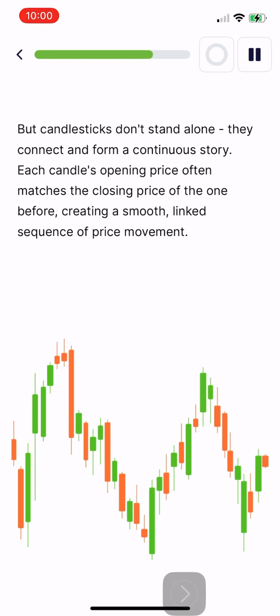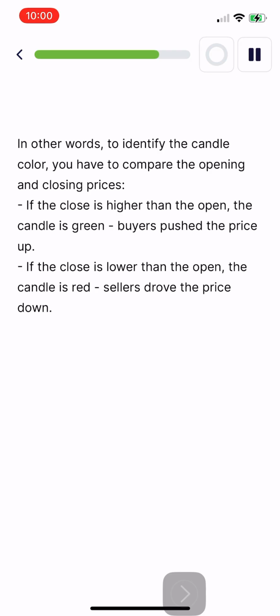But candlesticks don't stand alone. They connect and form a continuous story. Each candle's opening price often matches the closing price of the one before, creating a smooth, linked sequence of price movement. In other words, to identify the candle color, you have to compare the opening and closing prices. If the close is higher than the open, the candle is green. Buyers push the price up. If the close is lower than the open, the candle is red. Sellers drove the price down.